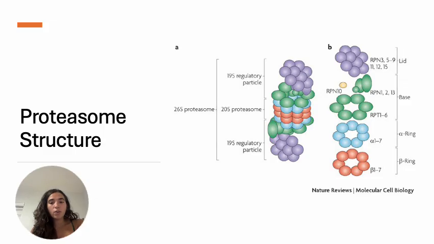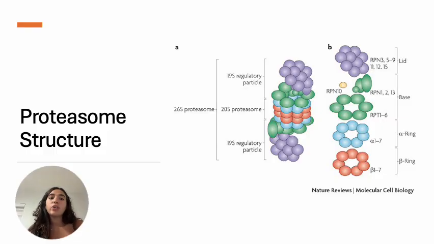Now we're going to talk about proteasome structure, more specifically the 26S proteasome, which we can see in the image below. So the 26S proteasome is made up of two main components. We have the 20S core and two 19S regulatory caps, one found on each end. The 20S core is a barrel-shaped structure that contains the alpha and beta subunits. This is where the actual activity occurs, meaning that this is the part that physically breaks down proteins into smaller peptides.